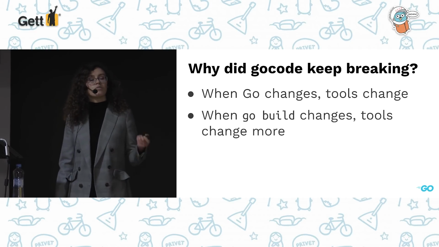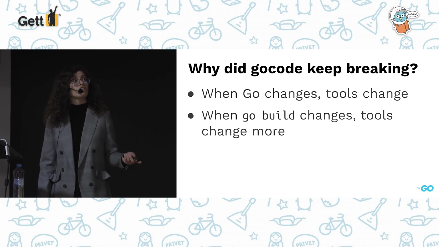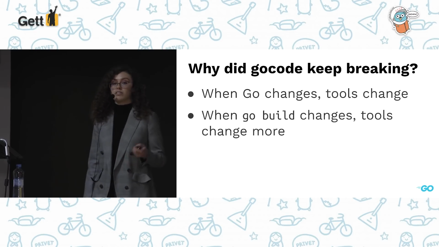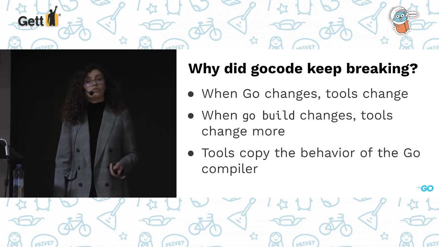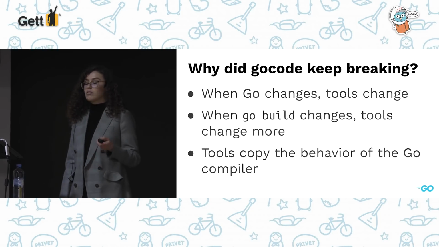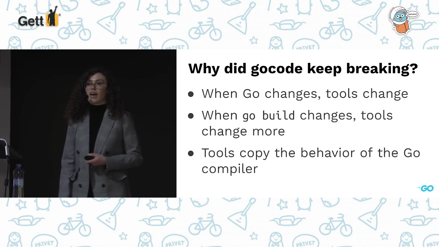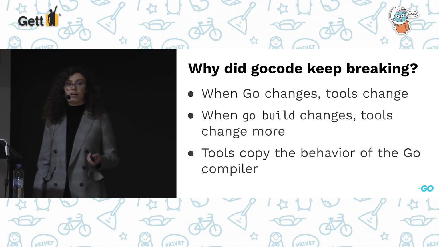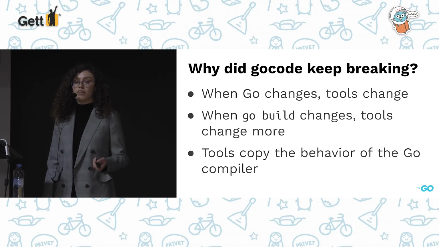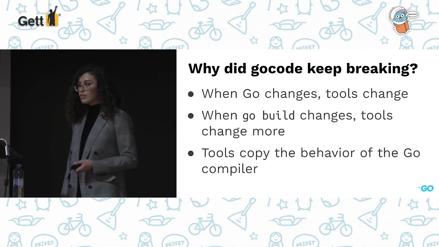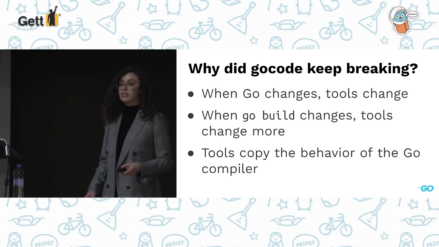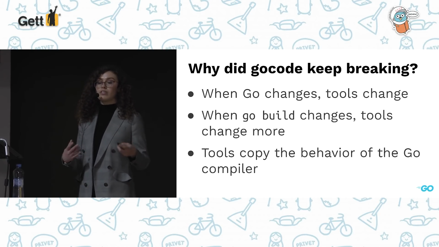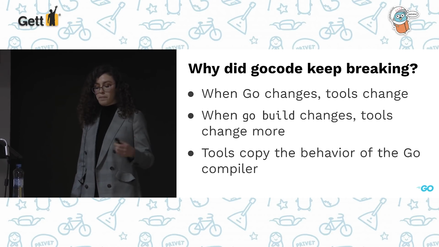So it's really a problem that when the go build command changes, tools also break. The tools have to change because tools depend on the way that the go build command works. Every Go tool basically has to act like a little Go compiler. It has to read your files, parse them, and type check the file and all of your dependencies. So basically, every Go tool begins the same way, with the same few hundred lines of code that do all this reading, parsing, and type checking.